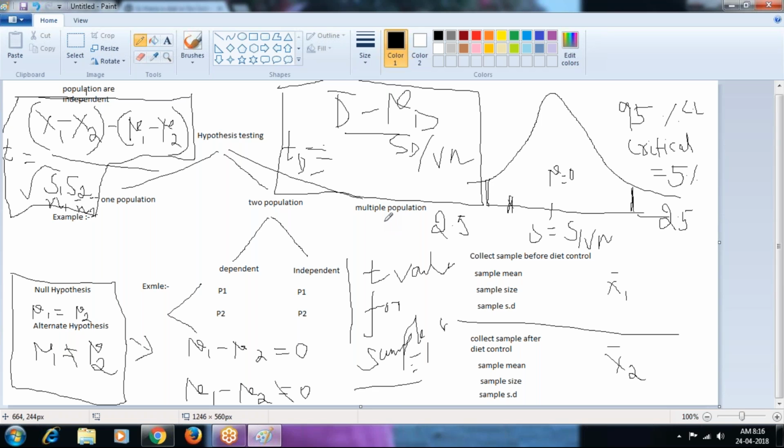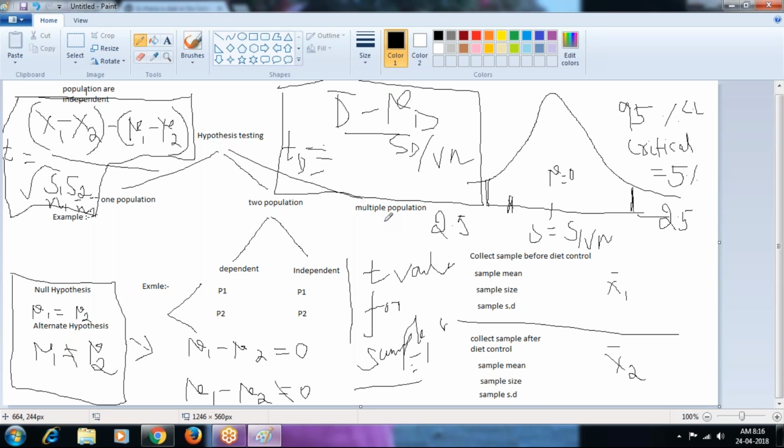This is a T distribution, a T test. You cannot use Z value here. You have to go with the T value, the T statistic, because the difference of two population means follows a T distribution, not a Z distribution. So you have to get the T value by providing your degrees of freedom. This statistic is called a paired t test.